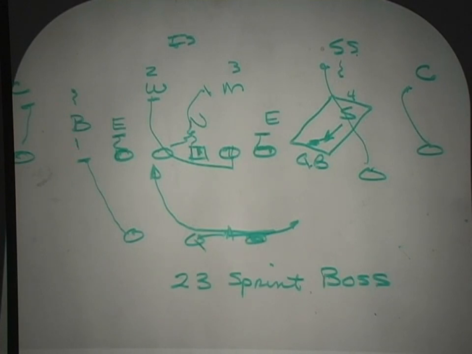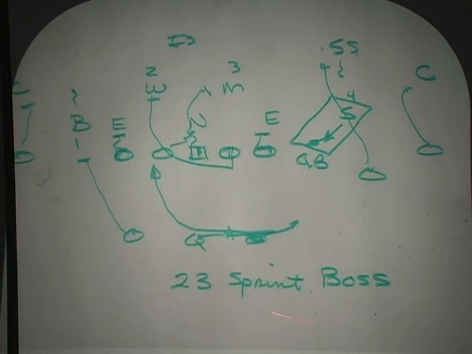Basically the linebacker count, if this was the play side, we were running 23 sprint boss. And this is a play side. This is 1, this is 2, this is 3, and this is 4. The players know from day one, when we say odd, we're talking 3-4 scheme.